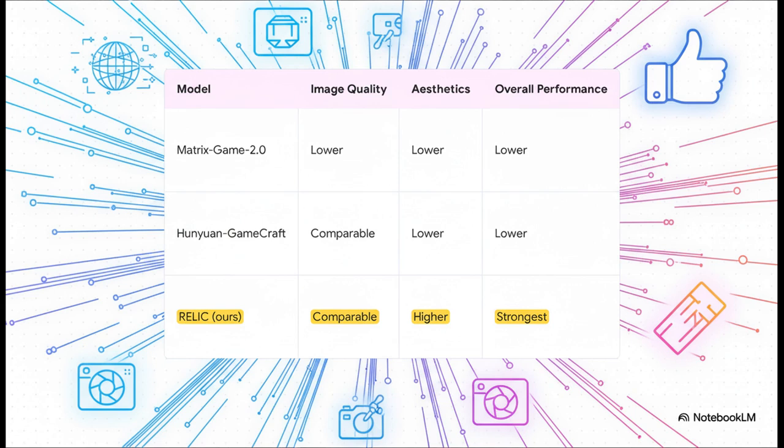But look at the aesthetics score. It's way higher. That's a huge clue that all that effort they put into creating clean, beautiful training data really paid off. The model learned not just to make correct images, but to make nice-looking images. And yeah, it just blows Matrix Game 2.0 out of the water completely.